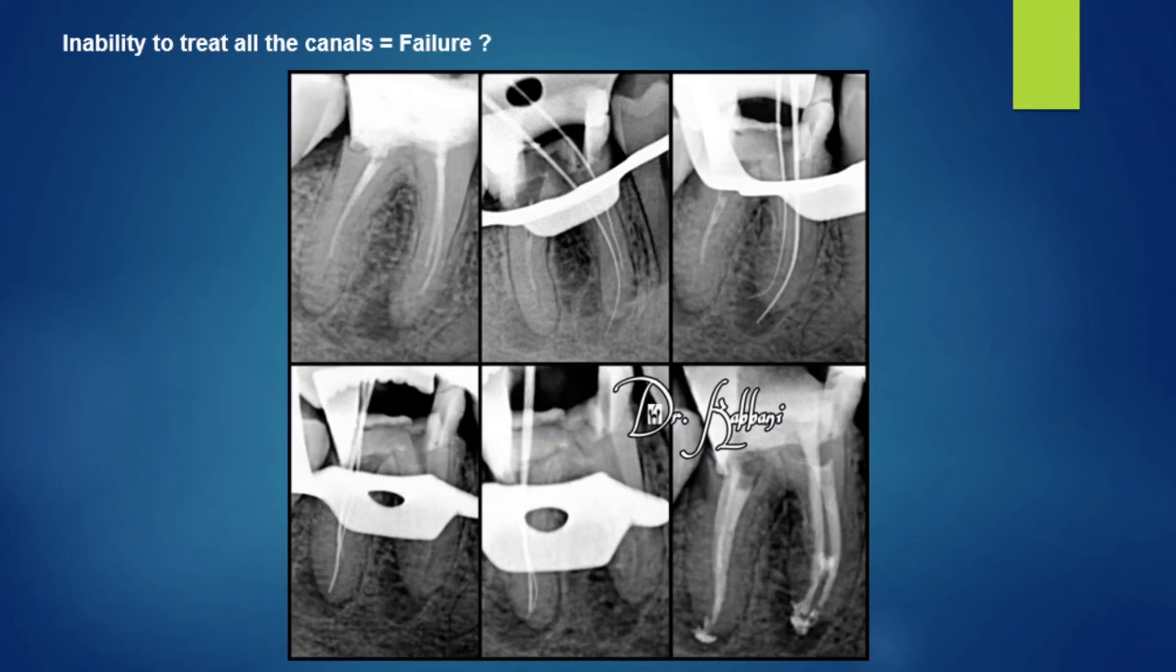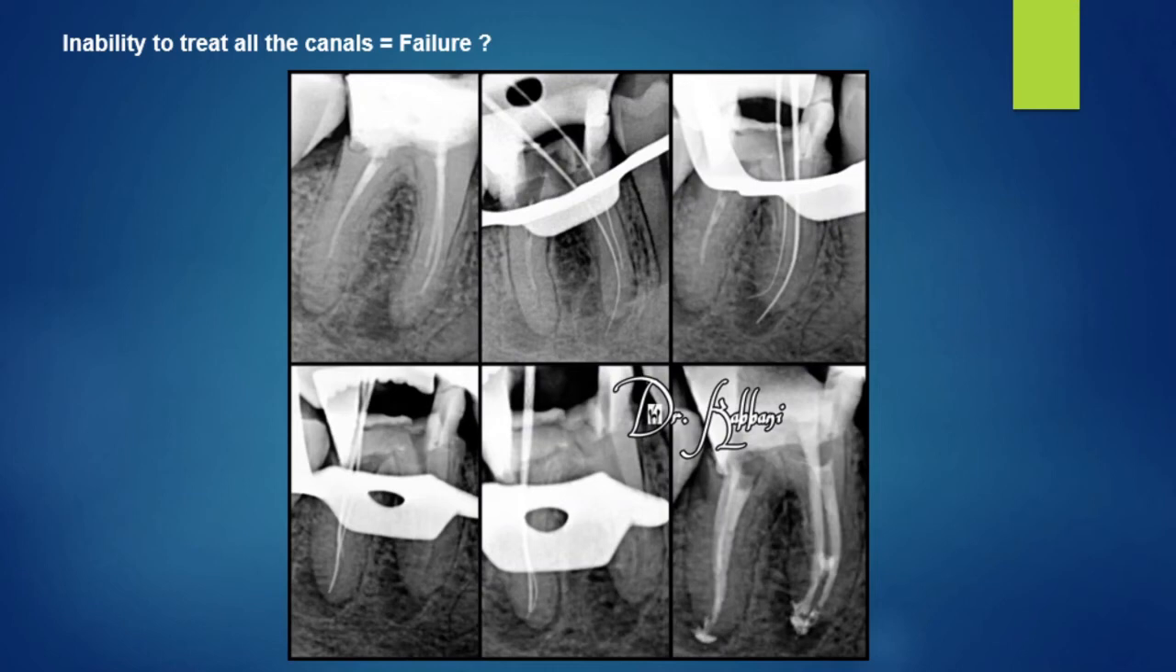And yes, it was a very difficult case, as I faced ledges in both roots, mesial and distal, and in both canals of the mesial root, mesiobuccal and mesiolingual. And after 2 visits, I was able to bypass these ledges to reach the full working length. And then I was able to locate the second distal canal, as we can see here. And finally, this is the X-ray of obturation.